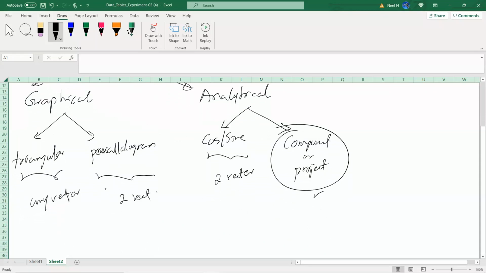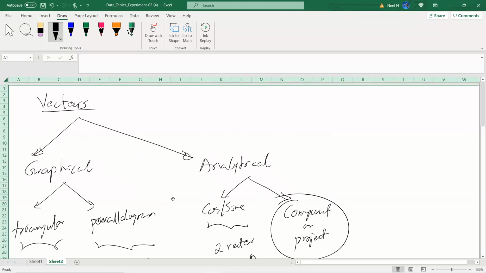Then at the end of the calculation, we're going to compare each graphical method to the analytical methods, in terms of the answers, to see whether we're getting the same answers or not. Or we can compare these two analytical methods to see whether I'm getting the same answer or not. That's the plan. Any question?